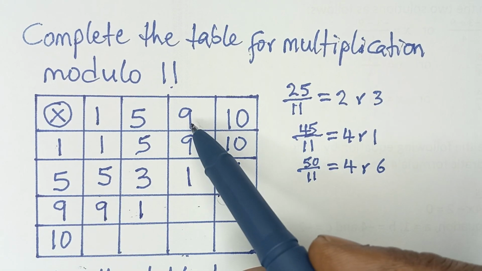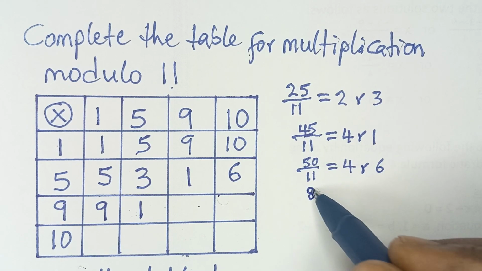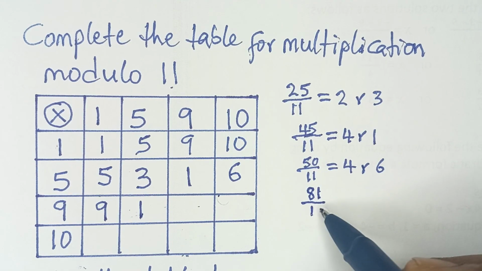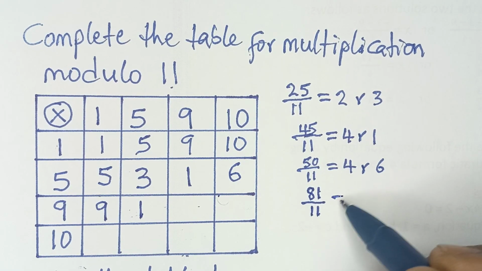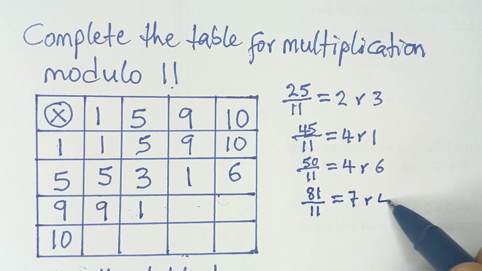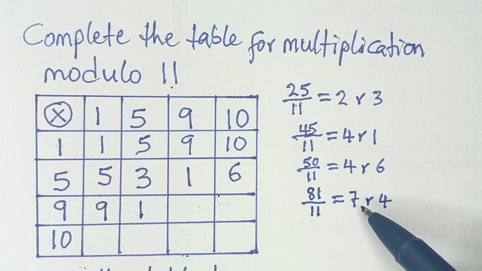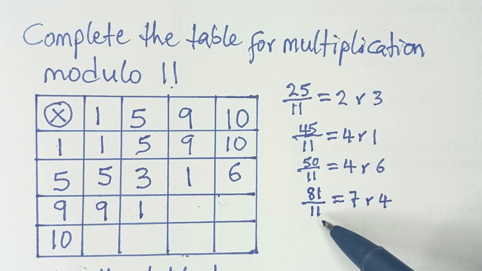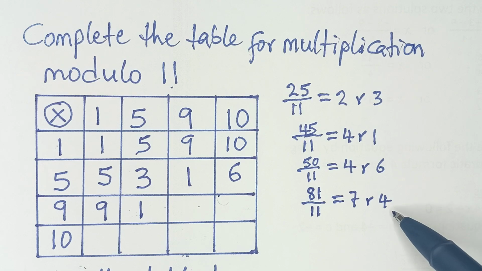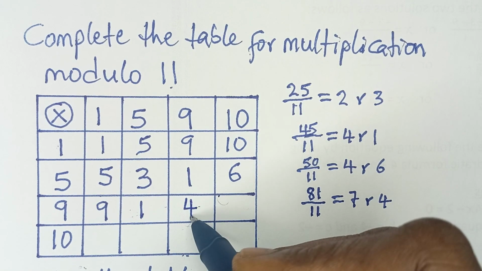Then 9 multiplied by 9 is 81. So I'm going to write it down, 81. Then we divide the 81 by the modulo value, which is 11. So that will give us 7 times remainder 4, because 11 times 7 is 77. So you subtract 77 from 81, and that will give us 4. So the remainder is 4. So we'll write the remainder down as 4.